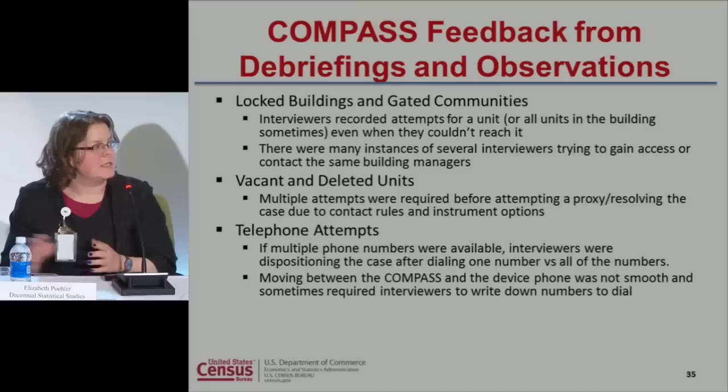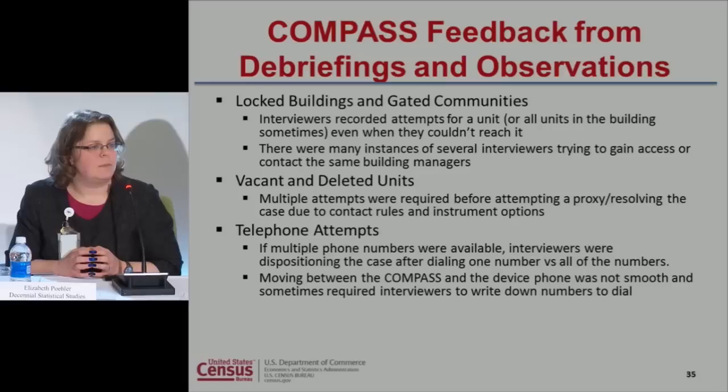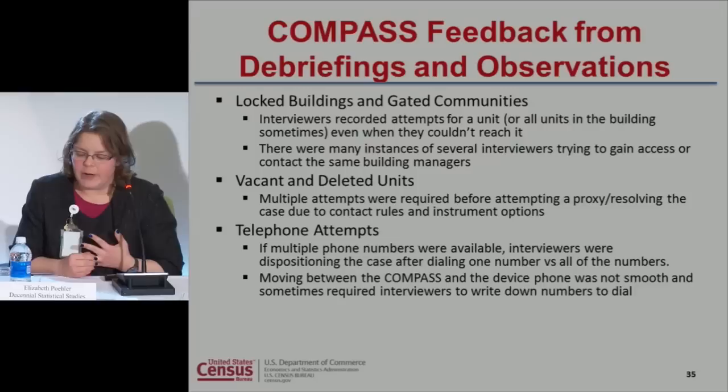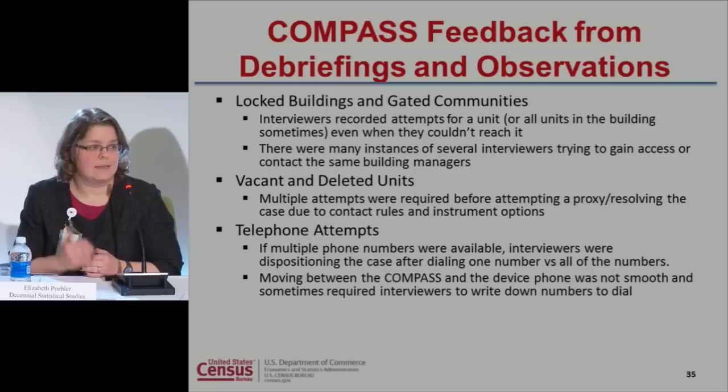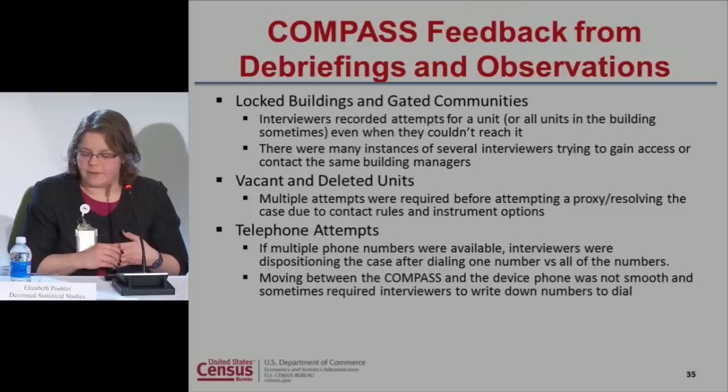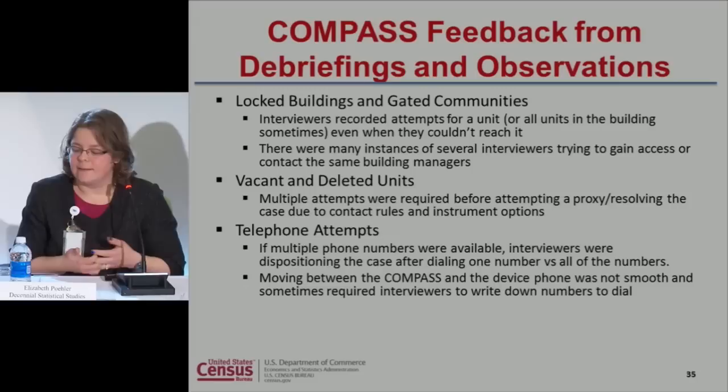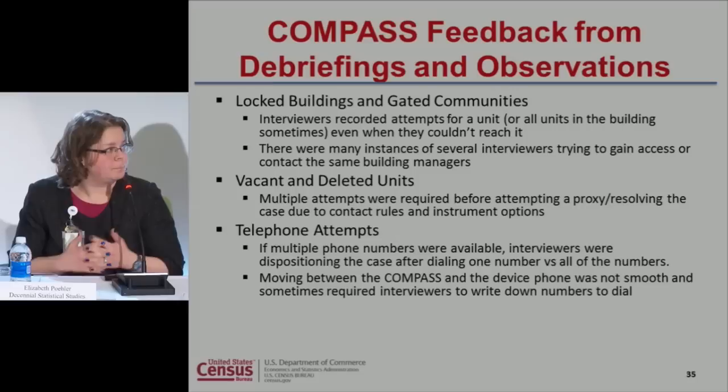We did identify some issues with locked buildings and multi-units in this test. We found that interviewers were recording attempts for a unit, or sometimes all the units in a multi-unit building, even when they couldn't reach it. So if the outdoor door was locked and they couldn't get to the unit, they were dispositioning the cases for the units in that building. There were also observations that there were multiple interviewers trying to gain access or contact the same building manager at the same time. So we'll talk in a minute about what we're going to look at in terms of addressing this.